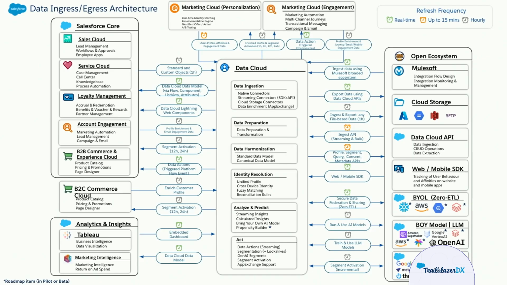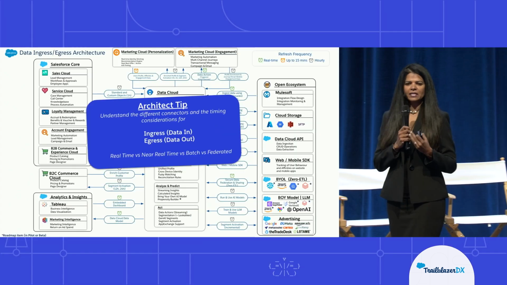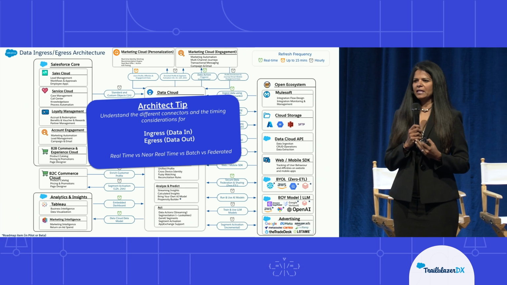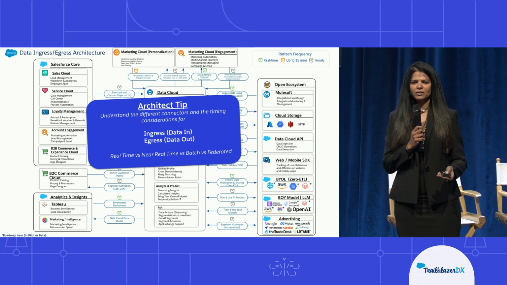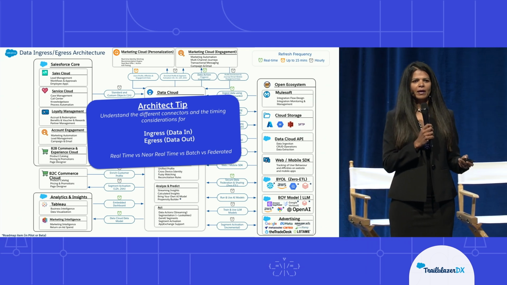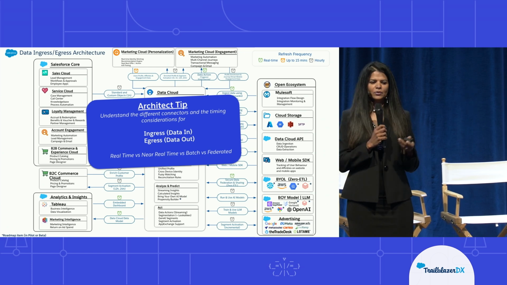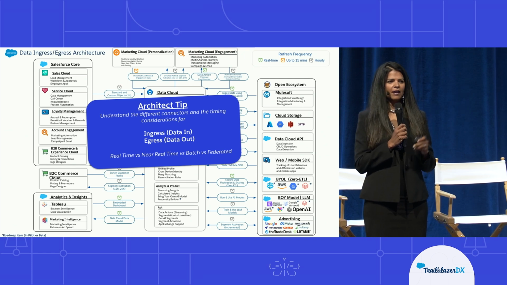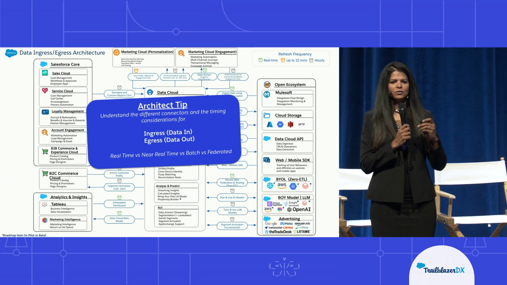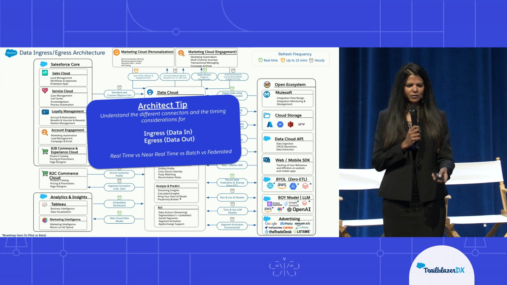But one thing that I want to leave with here is, as you're looking at this slide, always consider what you want to use when. Do I need my data to be real time? What are my options for real time? Is it okay if my data comes in near real time? Does it have to be batch? Can I use data federation? So those are all the options that you need to consider as you're trying to bring data in and as you're trying to architect your solution. Again, understand the different connectors and the timing considerations for each of these.